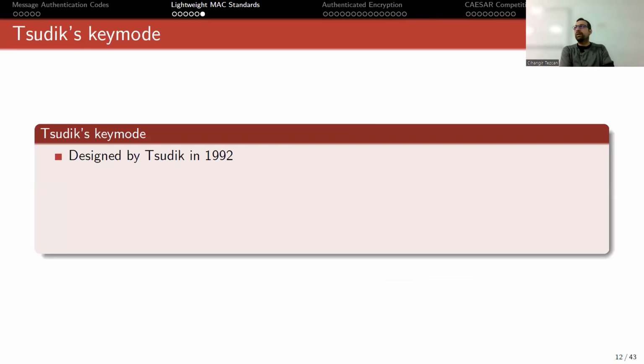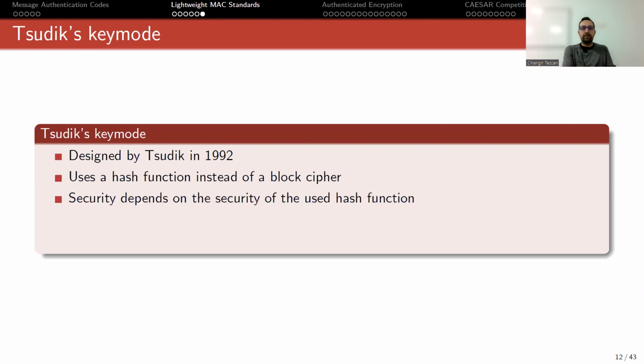There's a very basic idea, so I will just show it with a few lines here, not with another picture, because the idea is really simple. This is actually a very old keyed mode, designed by Tsudik in 1992. It is even very hard to find the paper, but I finally found it and now know how it works. It uses a hash function instead of a block cipher, compared to some of the algorithms like HMAC, or sorry, CMAC or OMAC. Security depends on the security of the used hash function, and the idea is really simple.